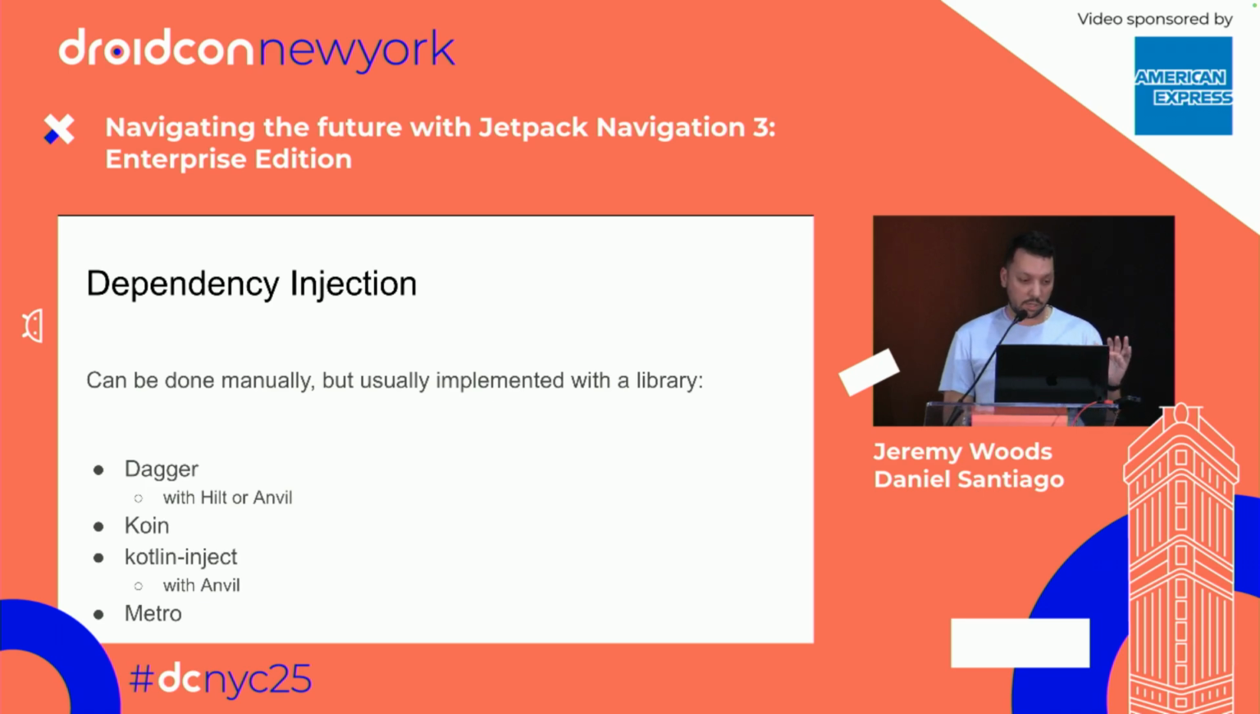There's a pretty famous one called Dagger. I don't know too much about it. It has Hilt and Anvil with it too. There's something called Koin, Kotlin Inject, and there's something called Metro that is the one that we use here, and I'll show you a little bit.